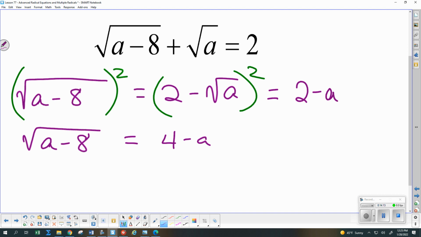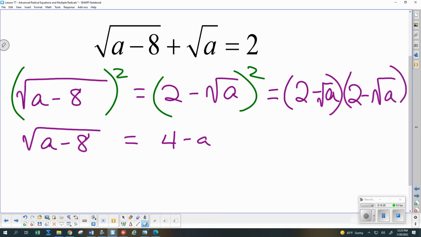So I have to multiply. Thank you. I'll get that other one fixed in a moment. I have to multiply 2 minus root a times 2 minus root a, and fixing the typo, or whatever you call it when it's handwriting. Over here on the left-hand side, when I squared root a minus 8, the square undid the square root, so I did have just a minus 8. I accidentally wrote the square root down again. Everybody have that fixed in your notes?